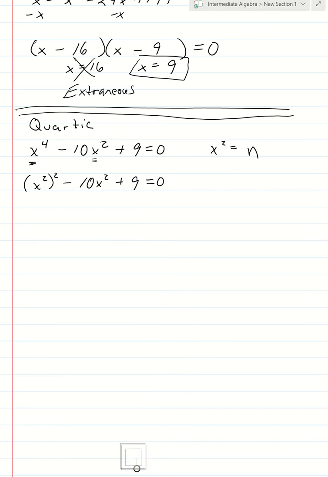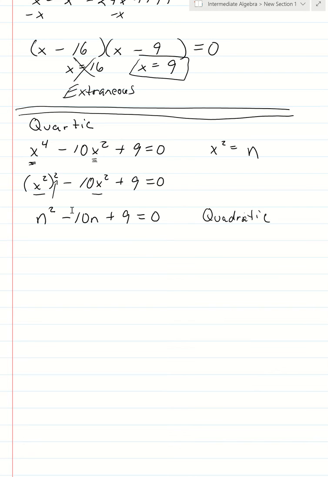And now let's take a look at the equation. I have an x squared here, and I have an x squared here. So if ever there's an x squared, just put an n in its place. And that would now give me n squared minus 10n plus 9 equals 0. And what did we just do? We replaced this x squared with the n. This squared is from here. Then we have just the 10 times n plus the 9. And now we have formed a quadratic equation.